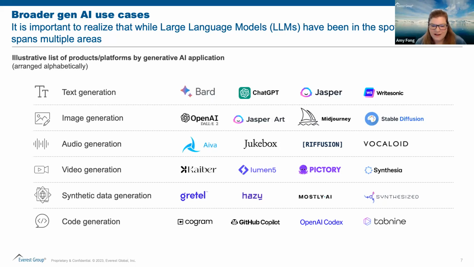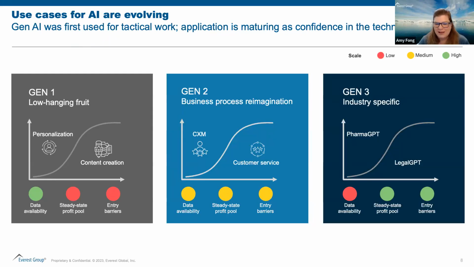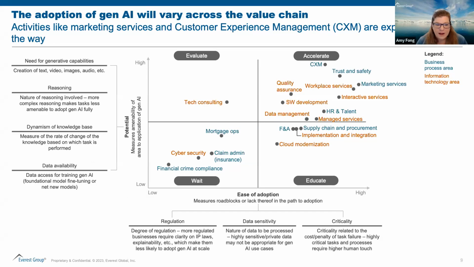It's a great point, and definitely worth making before we move on to some of the evolving use cases. So we mainly saw Gen AI first applied in tactical work, and as we see it maturing, the application and the confidence has increased, and we've seen it moving on to more business process and industry specific work. So starting with things like content creation and personalization, moving on to things like customer experience management and customer service, and there are quite a few applications in there, as we'll see in a moment, in that process. And then moving on to industry specific work as well, around things like pharma GPT or legal GPT. So there's really no area that's not being affected or impacted here.